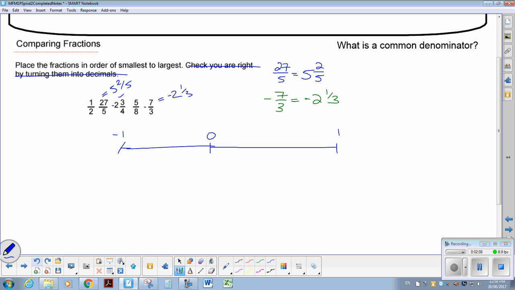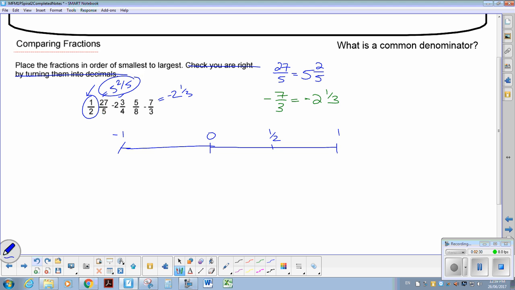So let's start with our easy numbers. 1/2 is by far the easiest to work with. On a number line, that's where 1/2 would fall. So it's now on my number line. Where do I want to go next? Doesn't really matter. We can go in order. So what about 5 and 2/5?